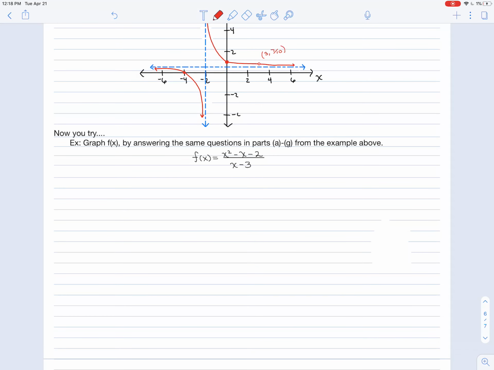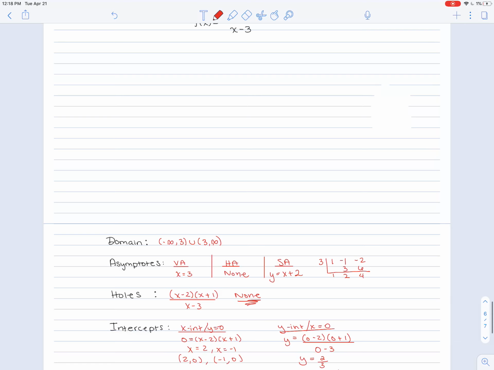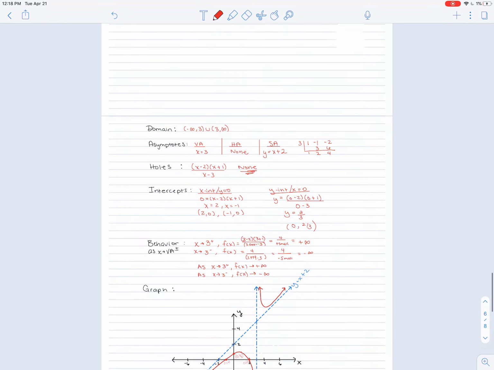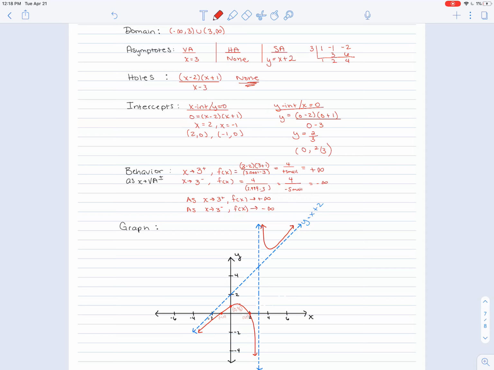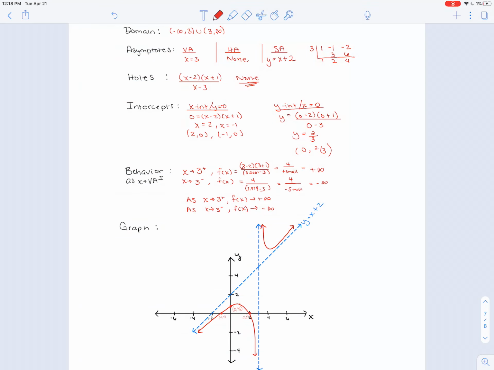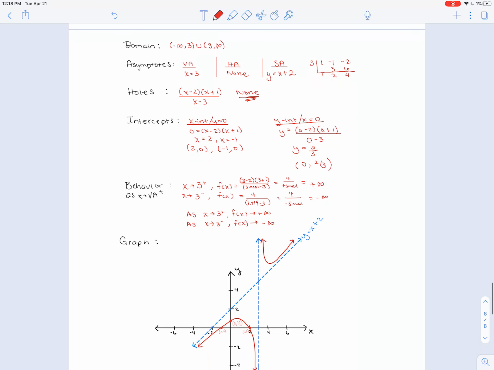Where is the answer here? There we go. Okay, so here is our answer. I'm going to remove the lines. It's a little bit easier to see, I think.